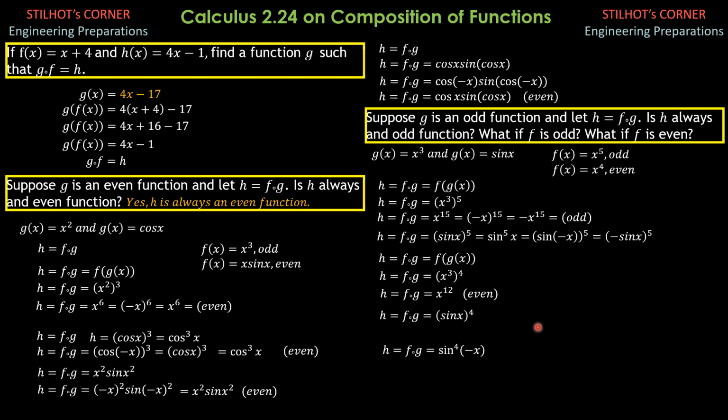Then h equals f of g for the second part. So sine x raised to 4 here. So it becomes sine to the fourth of x, replacing x by negative x, which is now this. And remember that sine of negative x is negative sine of x. So raised to 4, negative 1 to the fourth is positive 1 times sine to the fourth of x. It becomes the original. So h is f of g, which is sine to the fourth of x. It is unchanged. So this is an even function.